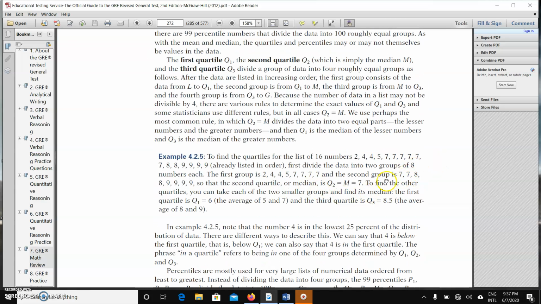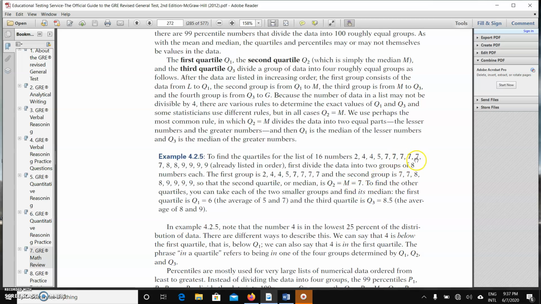For Q2, which is the median, the middle number, 7 will be 8. If you count, these two 7s are in the middle. So all I need to do is just find the average of the middle numbers, 7 and 7. So 7 plus 7 is 14, divided by 2 is going to give me 7. So that's why we have 7 here.